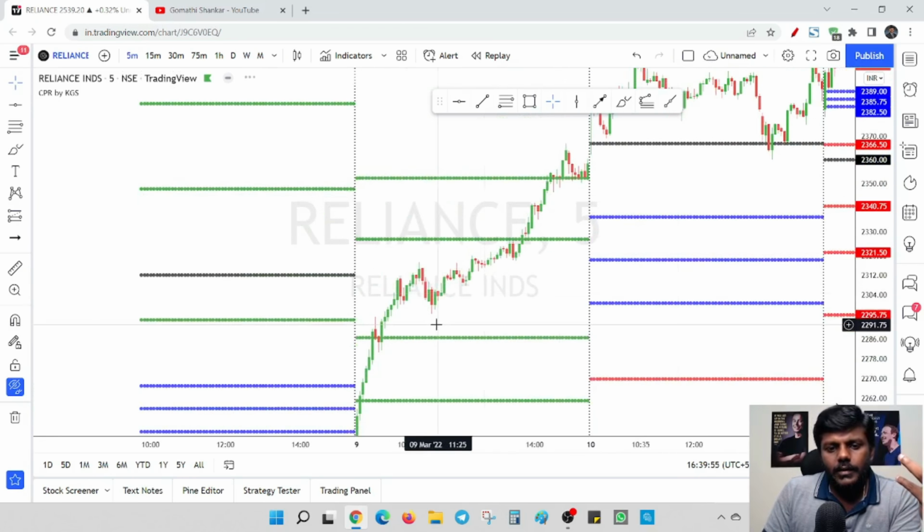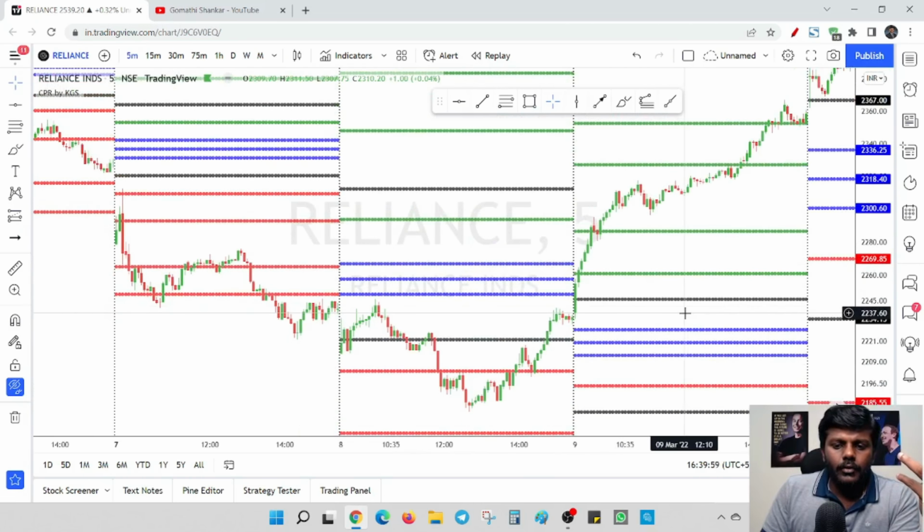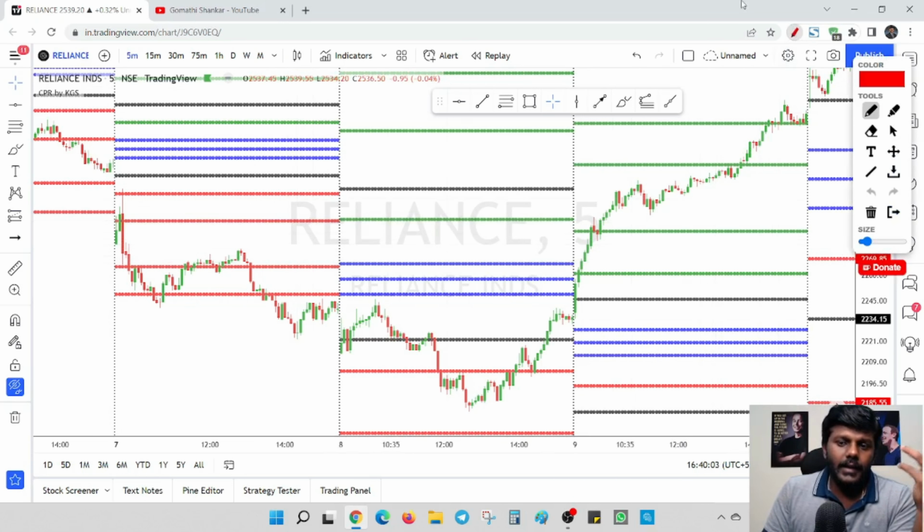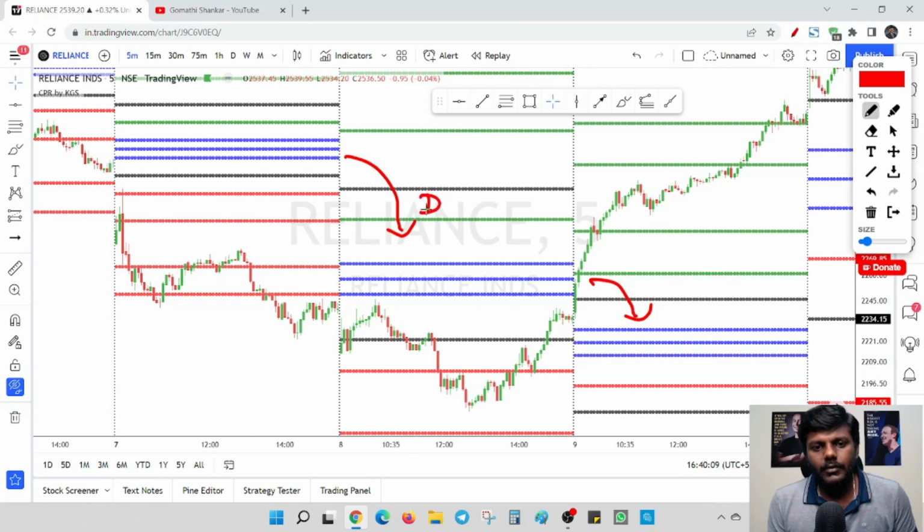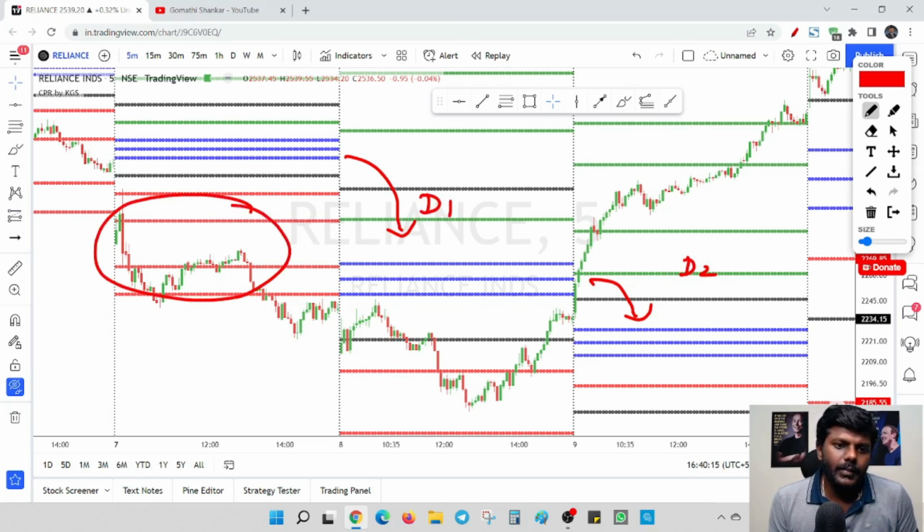Now let me go back a few more days. On March 7, 8, 9, you can check Reliance. We have a descending CPR. Assume this is day 1, assume this is day 2, and here the candles are below daily CPR, so it is going to be a bearish market. So we are going to look for short opportunities.